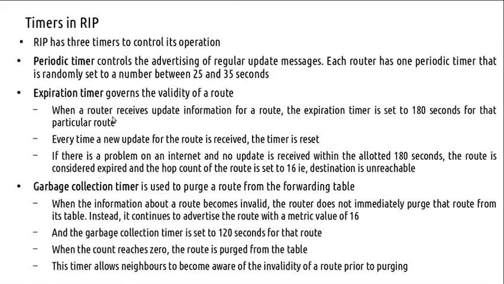Expiration timer: the admin can set the expiration of the route. When a route entry is made in a routing table, you can set the timer. By default, every 180 seconds it will expire. After 180 seconds the route is considered expired and you put a 16, that is, unreachable. Then you need to get an update to update the routing table.